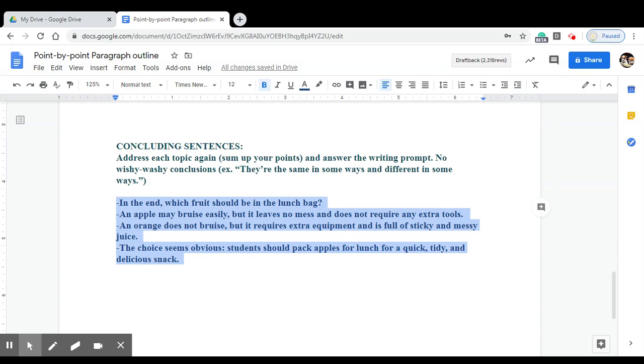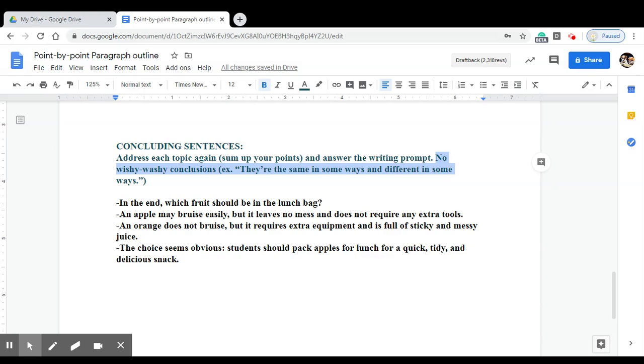So I've done that. I have addressed each topic, I've summed up my points, and then I need to come in and make a decision. If you notice in my instructions to you, I'm asking you to please not have any wishy-washy answers. Don't say they're the same in some ways and different in some ways. I would like you to draw an actual conclusion. Pick one item. And I've done that. The choice seems obvious. Students should pack apples for lunch for a quick, tidy, and delicious snack. I've taken a look at all the evidence and I've decided based on what I have told my reader.